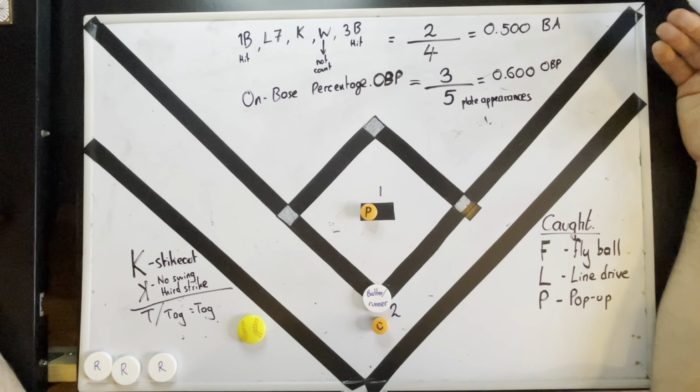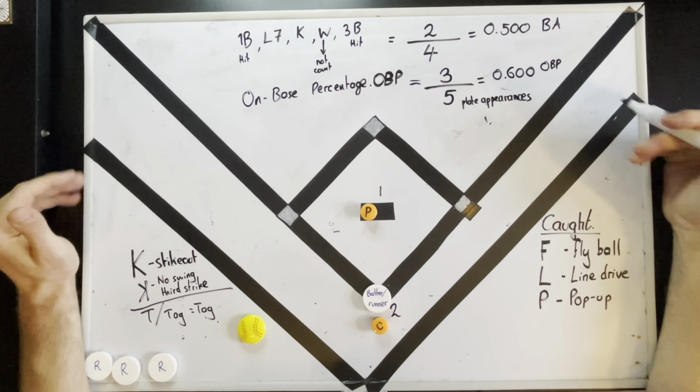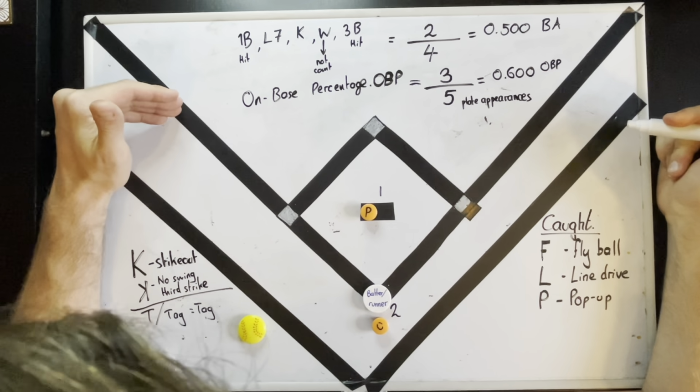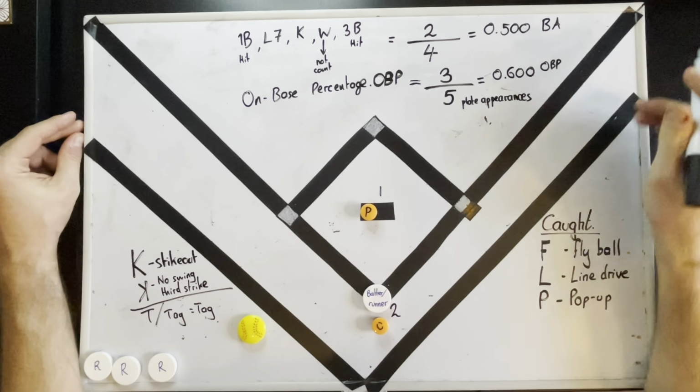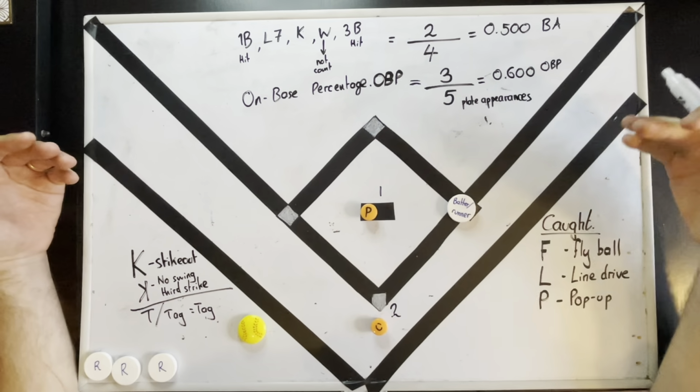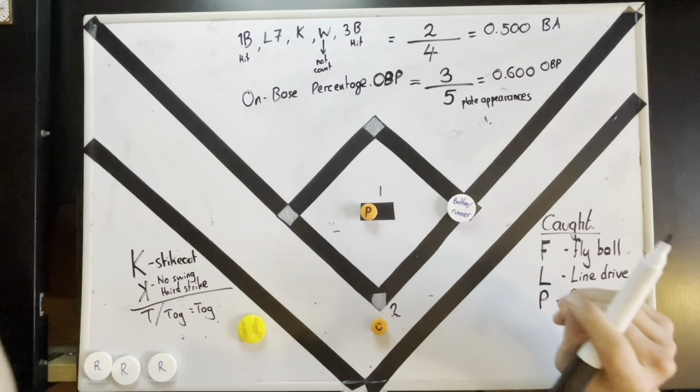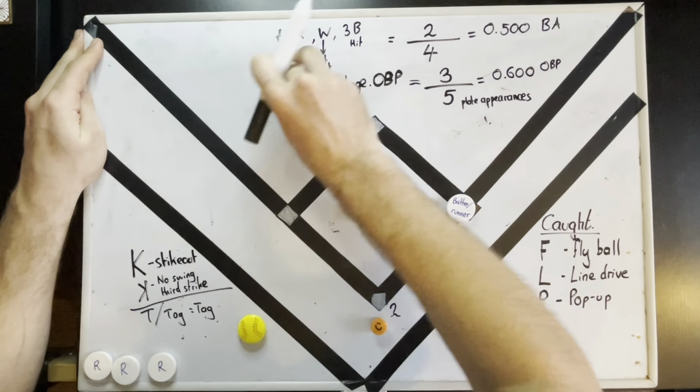So how can you get on base and not get a hit? Because there are some instances in the game where I can actually get on base and it not count towards my batting average. Let's have a look at those now.